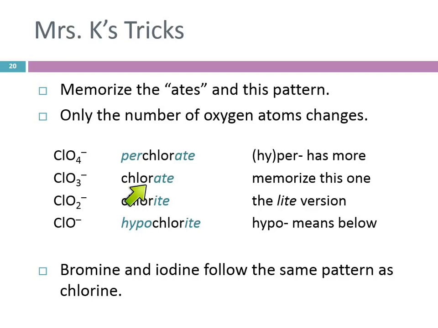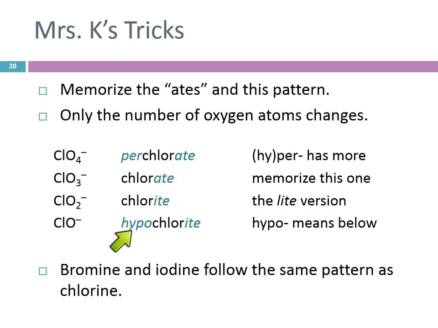Chlorite is the light version of chlorate. The only thing that changes within this family of ions is the number of oxygens. The charge stays the same. The number of chlorines stays the same. So from this one to this one, it's just one less oxygen. And then there's another one that has one less oxygen than the light version.